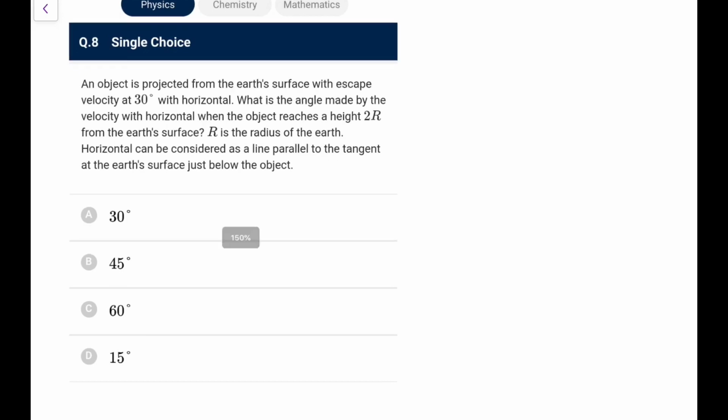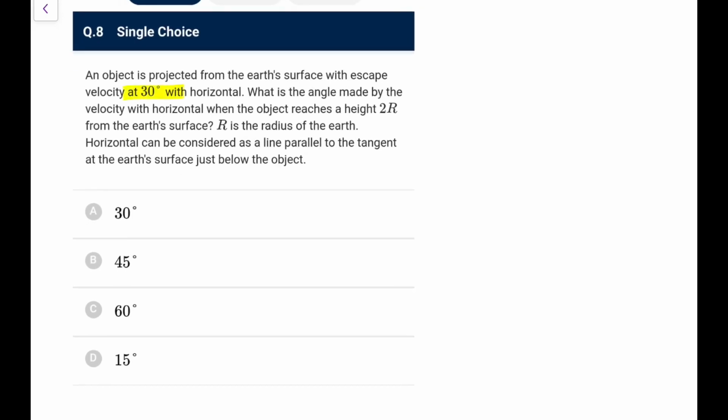An object is projected from the earth's surface with escape velocity at 30 degree with horizontal. What is the angle made by the velocity with horizontal when the object reaches a height 2R from the earth's surface? Okay, now it's a nice one. So let's say it is something like this. You have thrown it at an angle 30 degree with the horizontal. So here it would be vertical, it would be horizontal. I have thrown it like this at 30 degree with V escape.